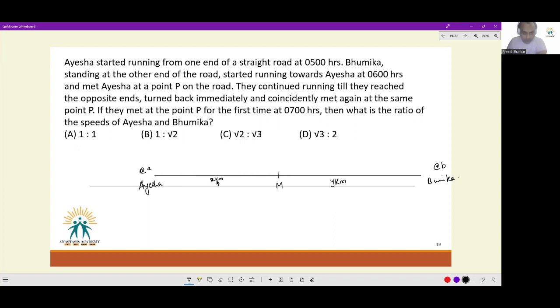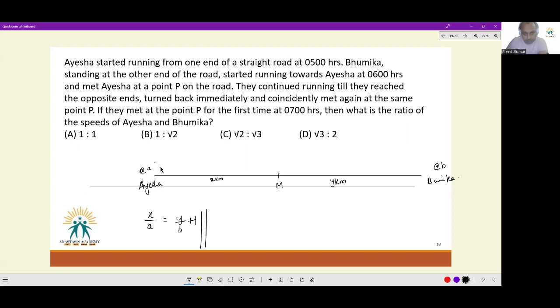Aisha has run x kilometers at the rate of A, and the time taken here should be y by B plus 1, because Aisha has run for 1 more hour. This we know. This is up until the first meeting.